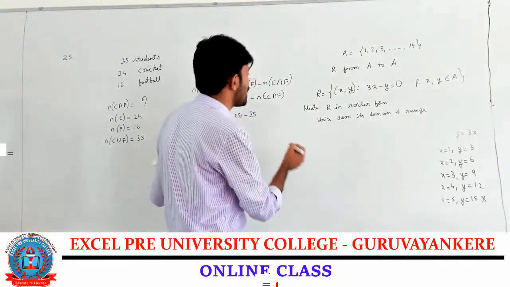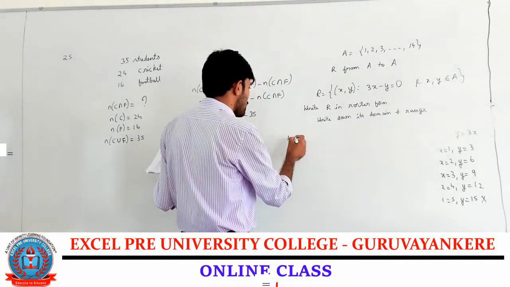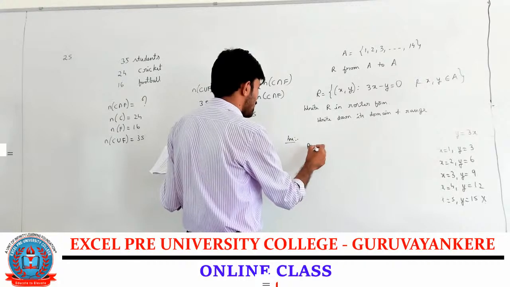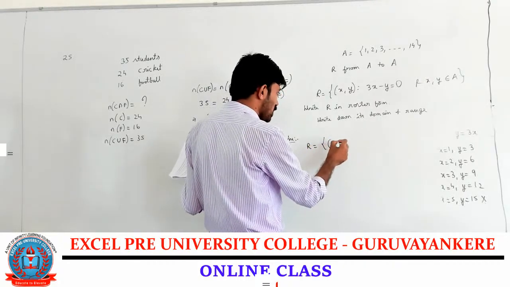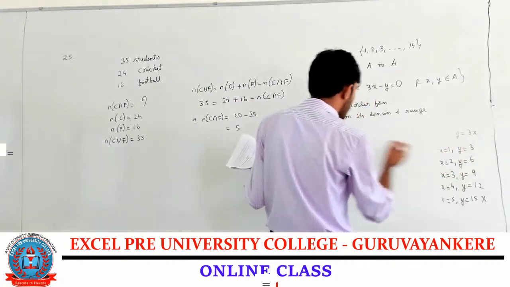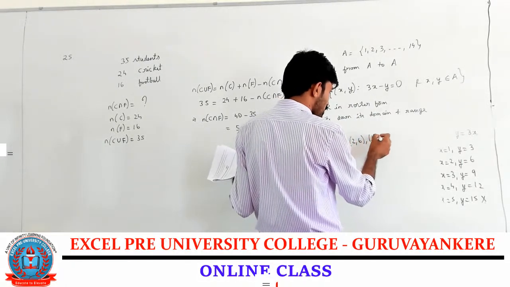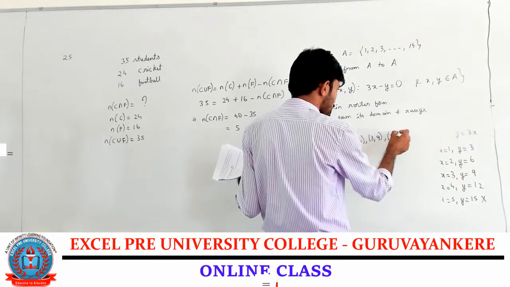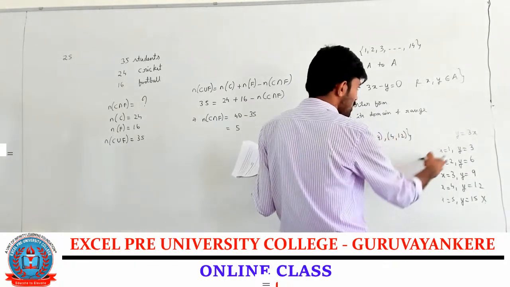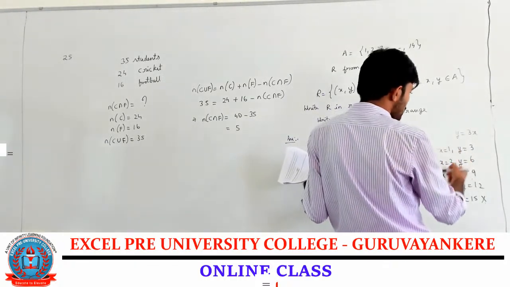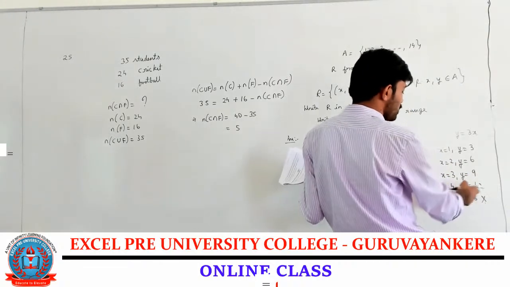So relation R contains ordered pairs 1 comma 3, 2 comma 6, 3 comma 9, 4 comma 12. X is 1, y is 3; x is 2, y is 6; x is 3, y is 9; x is 4, y is 12.